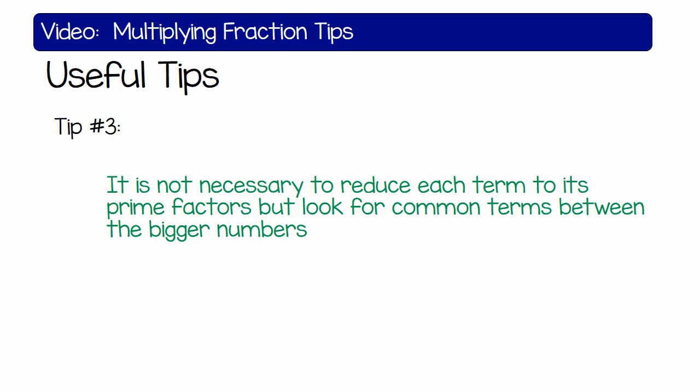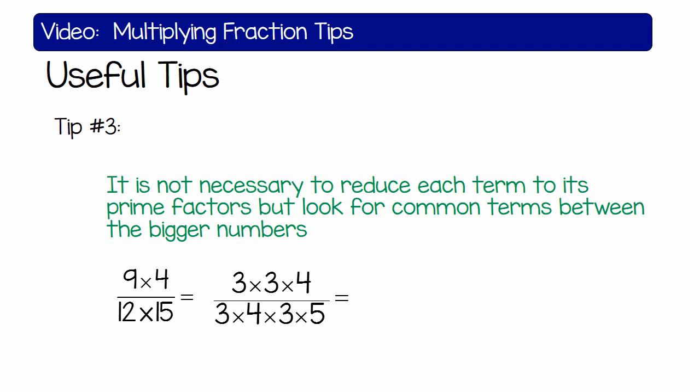Now, tip number 3. It is not necessary to reduce each term to its prime factors, but instead look for common terms between the bigger numbers. For example, 9 over 12 times 4 over 15 could be factored to 3 times 3 times 4 over 3 times 4 times 3 times 5. We can easily see now that we can cancel the 3's and the 4. Again, 1 over 5 is our answer. Always look for the easy way to multiply.